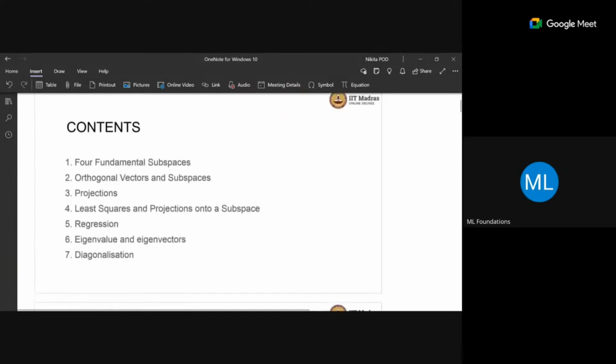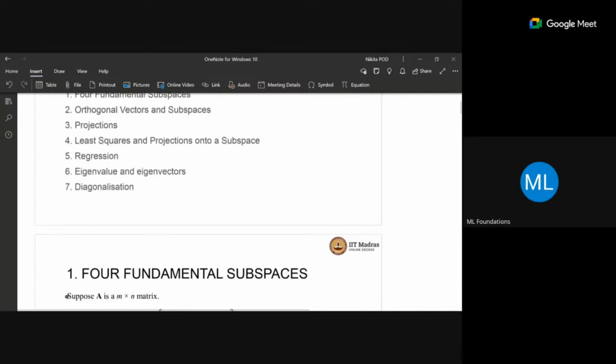All right. So in week 3-4, we have these major topics. First you have the four fundamental subspaces. You have orthogonal vectors and subspaces, projections, least squares and projections onto a subspace. You have regression, eigenvalues, eigenvectors, and diagonalization, right? So let's start with the four fundamental subspaces.